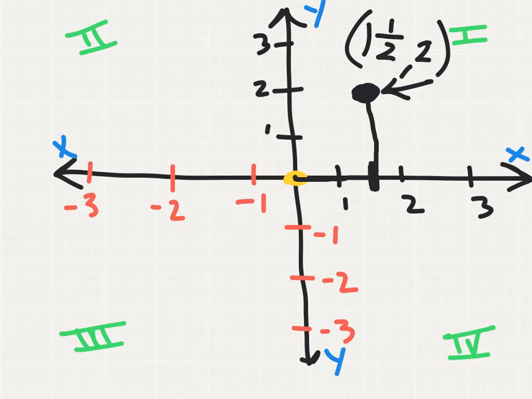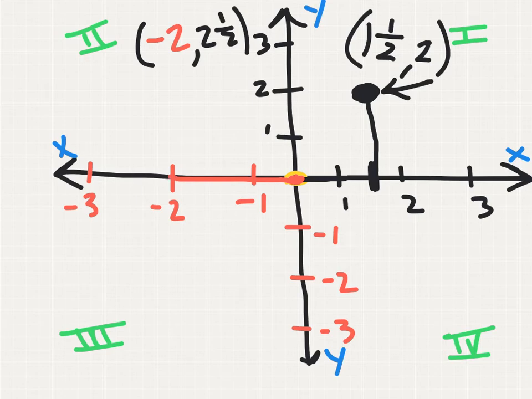And that if I had the ordered pair of, say, (-2, 2.5), I would start at the origin, move left this time on the x-axis for -2, and then up to 2.5, which is halfway between 2 and 3. So that this point here would be (-2, 2.5).